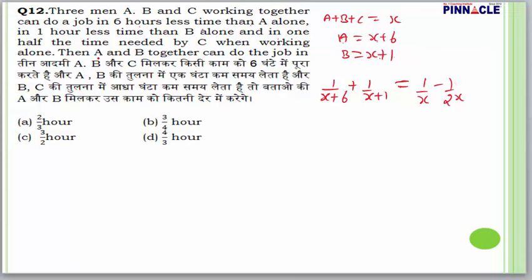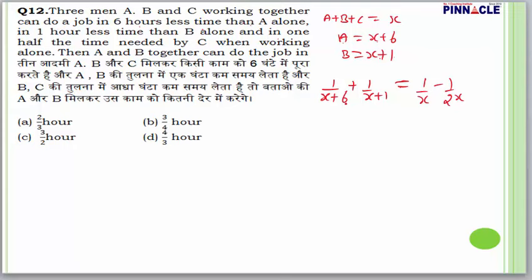Now, A and B together can do the job in how much time? This is a little bit advanced level question, and if you have practiced such kind of question earlier, then you can solve it easily. Otherwise it will be very difficult to solve in the real exam. So you have to make the statement according to this. We have to find the value of A and B together. First we have to find the value of X, then we can easily find the work of A and B.